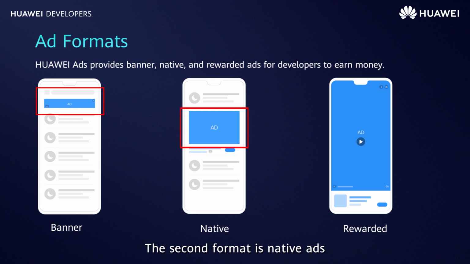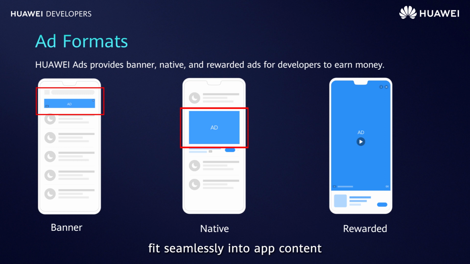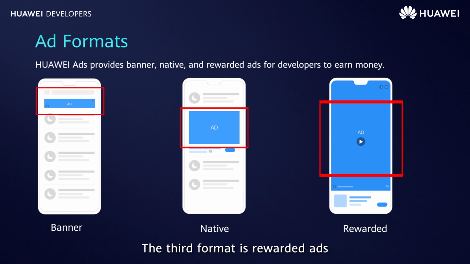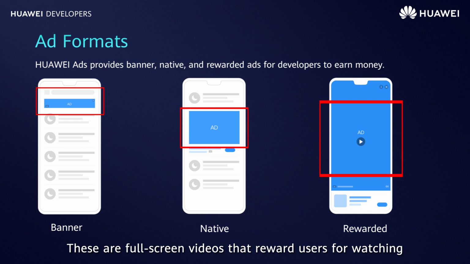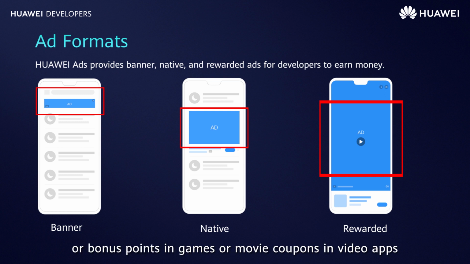The second format is native ads. These are ad materials displayed on customized interfaces to fit seamlessly into app content. Users do not tend to recognize a native ad at first sight. The third format is rewarded ads. These are full-screen videos that reward users for watching. Frequent examples of in-app rewards are resurrection or bonus points in games or movie coupons in video apps.